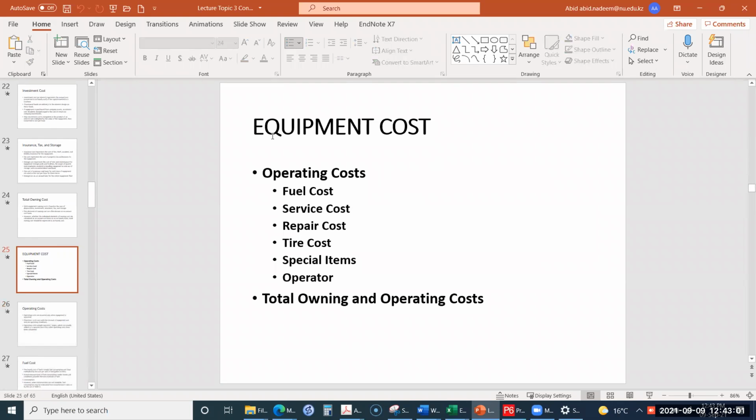Okay, so we have considered one aspect of the equipment cost. Next, we are going to consider the operating costs, which are the costs which depend on the usage of the machines. So can you tell me what is the difference between the owning costs and the operating costs? Can anyone tell? What is the difference between the owning cost and the operating costs?